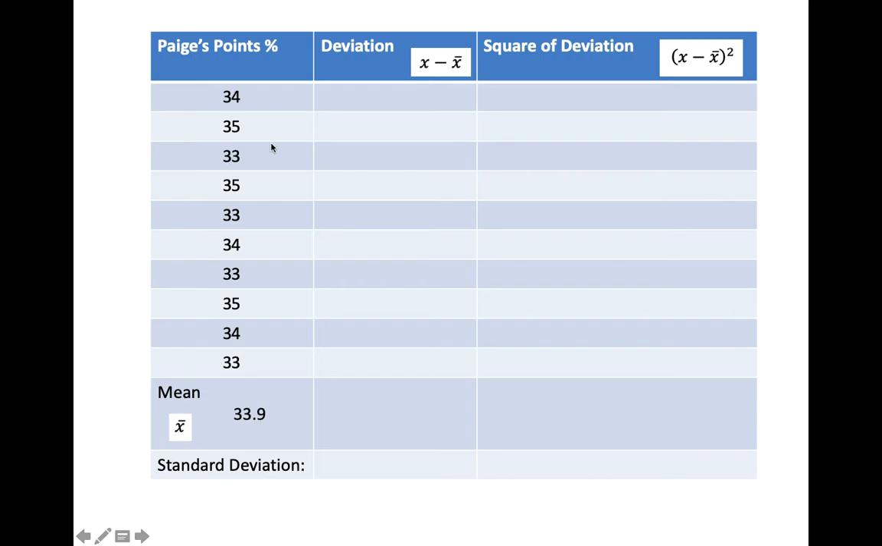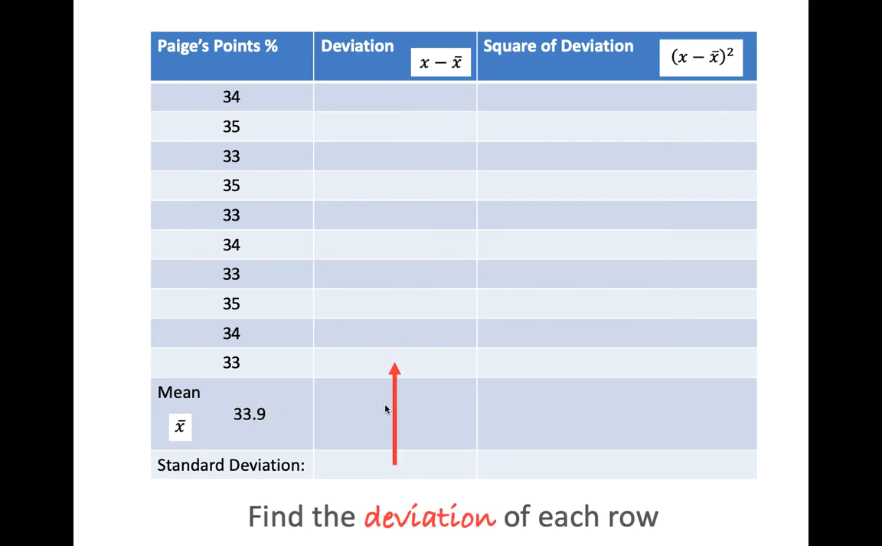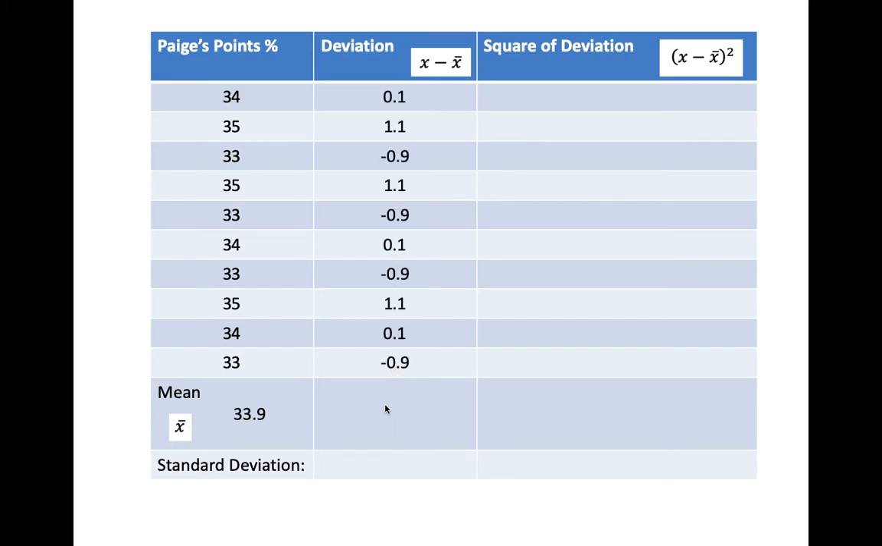Now, the second step was to find the deviation of the data. What that means is you take each data point, 34 in this instance, and you subtract the mean from it. So 34 minus 33.9 gives us 0.1. And 35 minus 33.9, we get 1.1. And 33 minus 33.9, we get negative 0.9. We did that for all the values down the column, finding the deviation, as we call it, of each row. That's the second step. We're looking at how far away each data point is from the average.